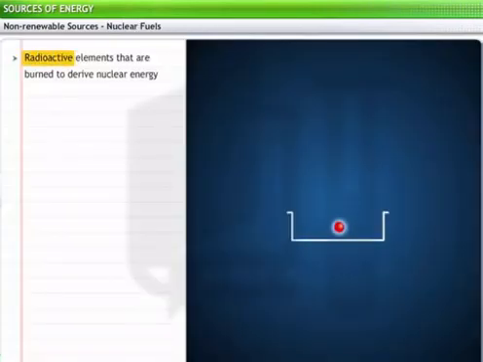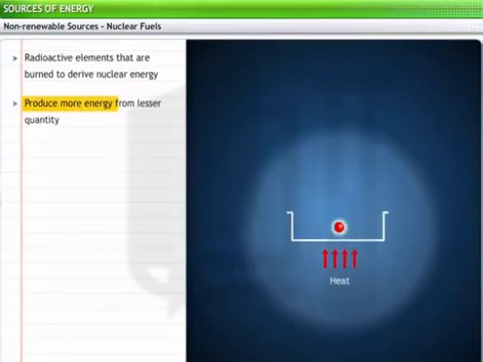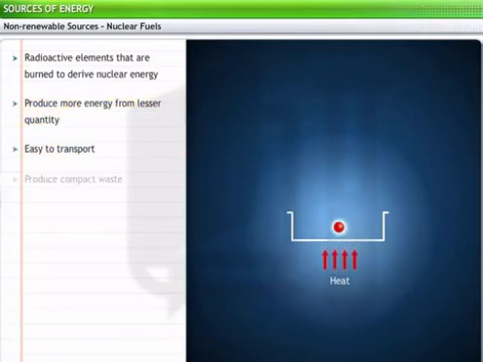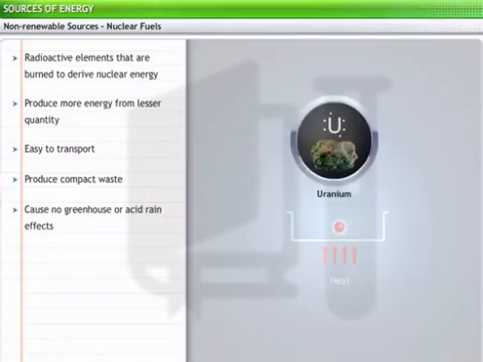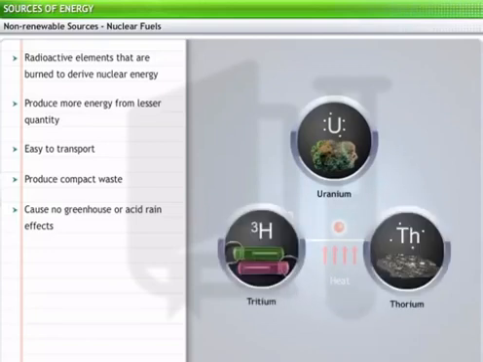Nuclear fuels are radioactive elements that are burned to derive nuclear energy. Compared to fossil fuels, nuclear fuels can generate a huge amount of energy from a small quantity, are easy to transport, produce compact waste, and do not cause greenhouse or acid rain effects. Uranium is the most commonly used nuclear fuel for generation of electricity. Tritium and thorium are the alternative nuclear fuels.